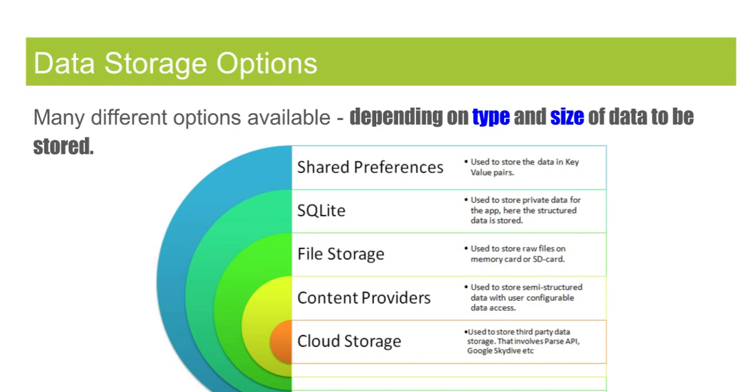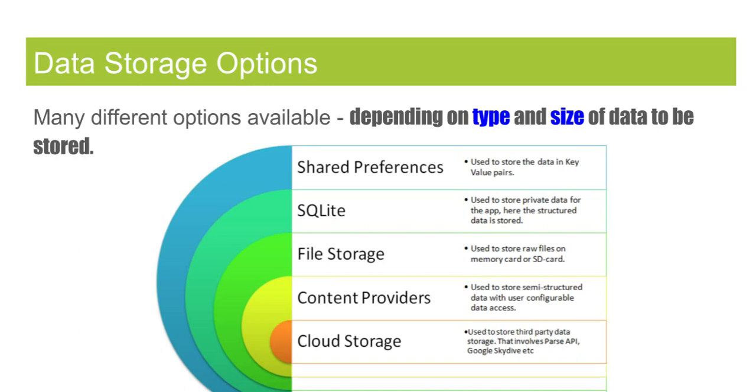First, and the simplest option, is shared preferences. This is used to store data in key value pairs. Second is to store structured data in SQL format. We use SQLite for this in Android. SQLite is the lighter or miniature version of SQL, and it is very efficient. SQLite was designed for mobile devices or light devices specifically.